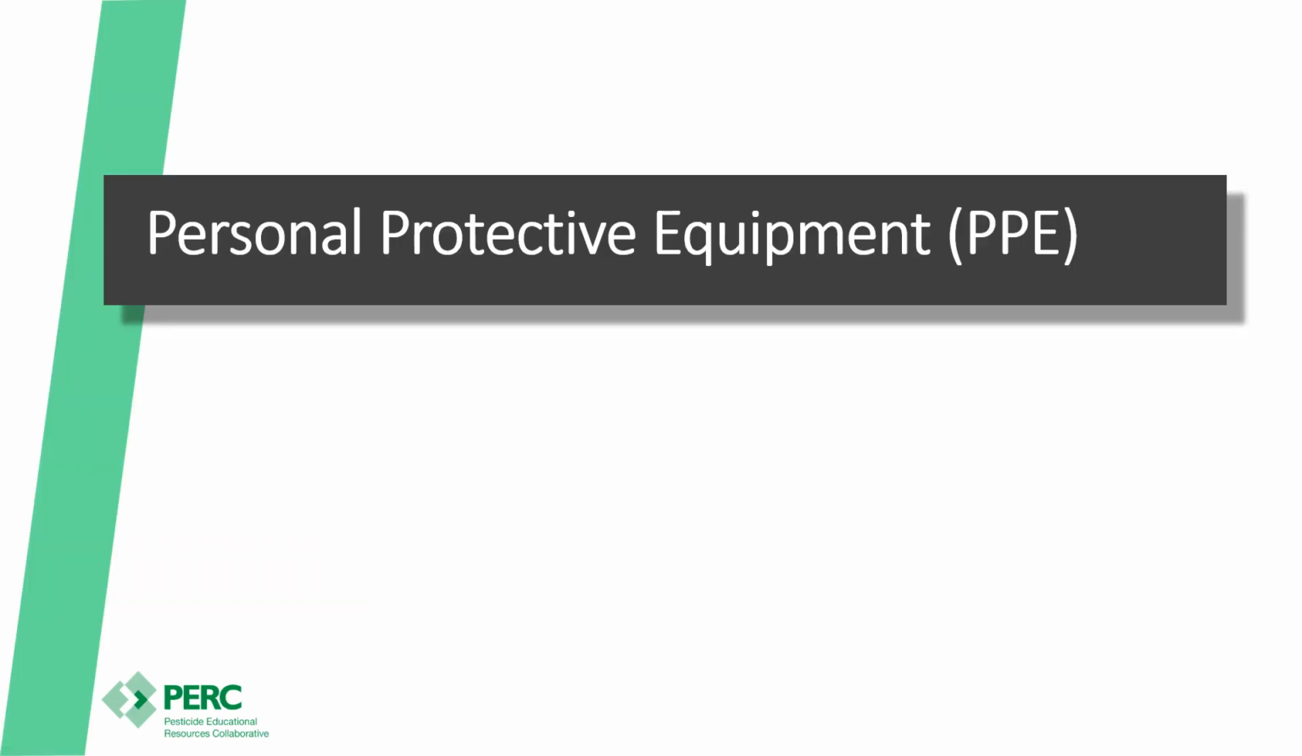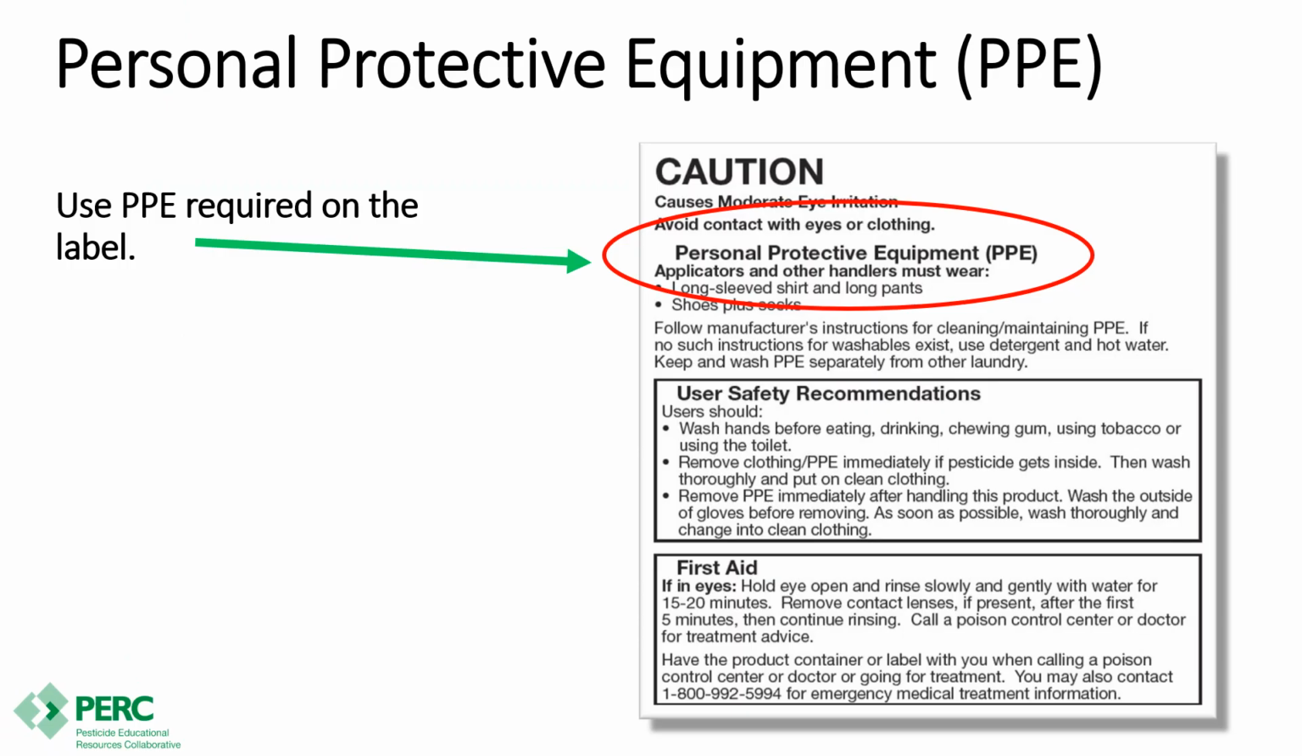Now let's learn more about personal protective equipment and its importance. The most effective way to protect yourself from pesticides and pesticide residue before, during, and after using a pesticide is to use the PPE required by the pesticide label. The product label will tell you which type of PPE you must use.